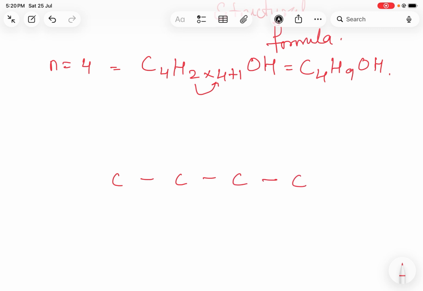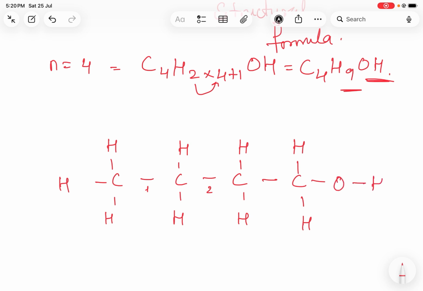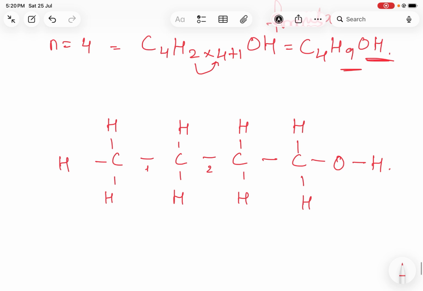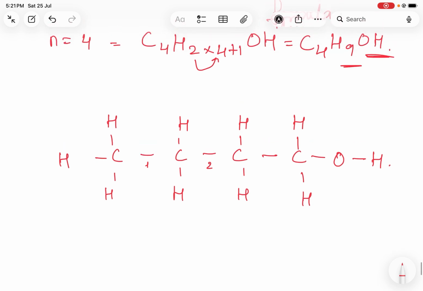Because all of them are single bonds, for the first one and the last one I have three bonds. The middle two carbon atoms already have one and two bonds. Now I have nine hydrogens, so I'm supposed to draw all the hydrogens, and then I have the OH group, so O bond H. So this is how I have my displayed formula for the 4 carbon atom alcohol.